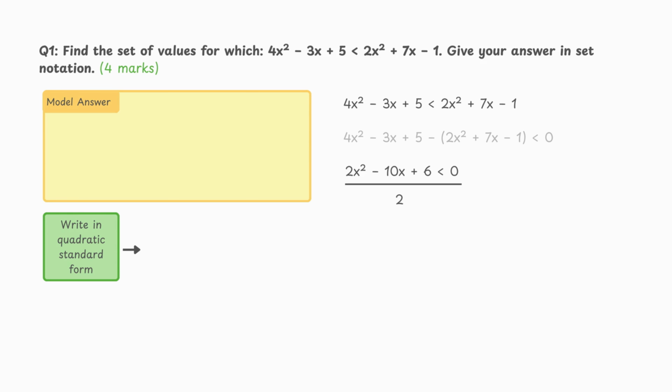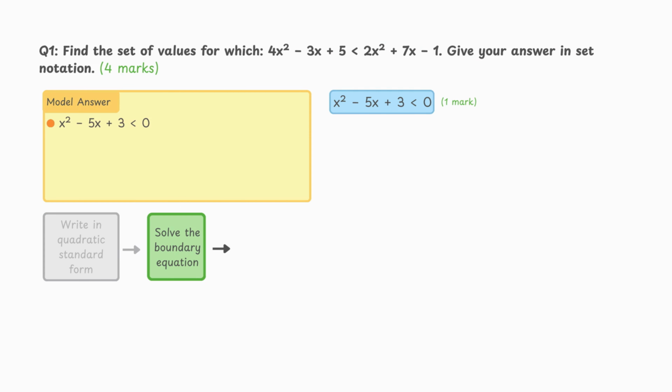Now we can simplify further by dividing every term by 2. This gives x squared minus 5x plus 3 is less than 0. This is now in quadratic standard form. This step earns 1 mark. Take a moment to check each part carefully, because getting this step correct is essential before moving on to solving the inequality.